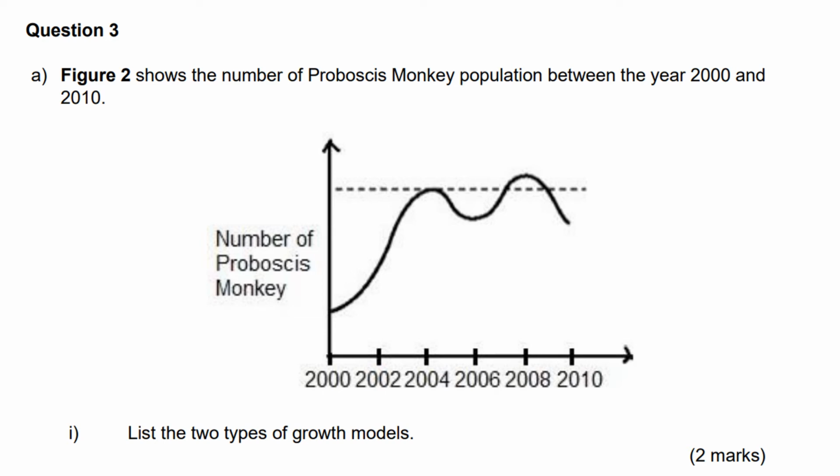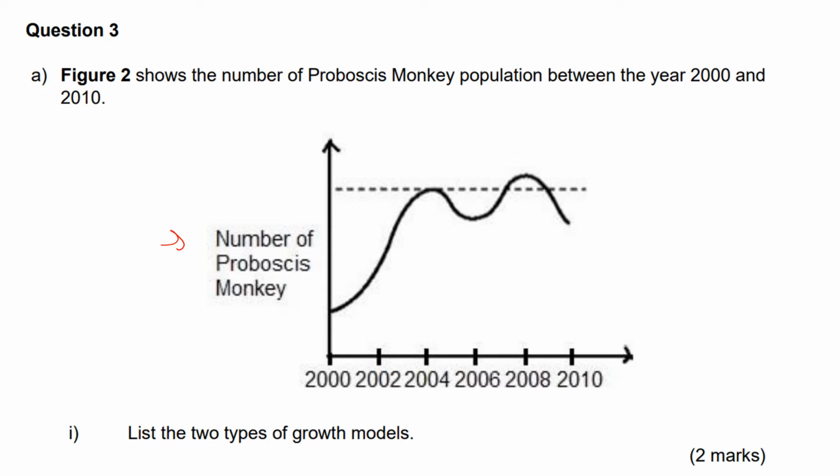Question 3, still on the chapter ecology. Okay, so question 3a. Figure 2 shows the number of proboscis monkey population between the year 2000 and 2010. Okay, so here you have the graph. So question number 1, list two types of growth model.